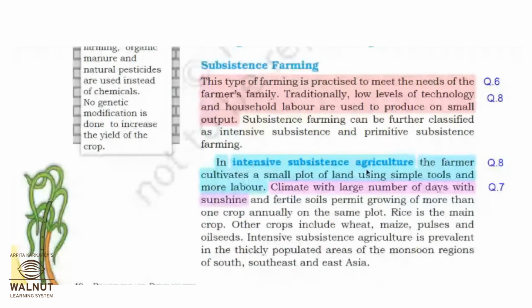And for the first point of intensive subsistence farming, you will write that the farmer cultivates a small plot of land using simple tools and more labor. So there is only 1 point in the difference between subsistence farming and intensive subsistence farming. Okay, here we will see low levels of technology. Here we have seen they were using simple tools. And household labor are used to produce a small output. Here they have been using more labor, means they are hiring the labor from the market in intensive subsistence farming. This is the main difference between them.